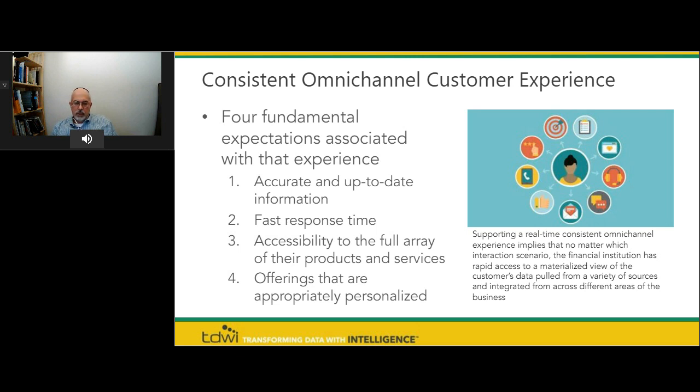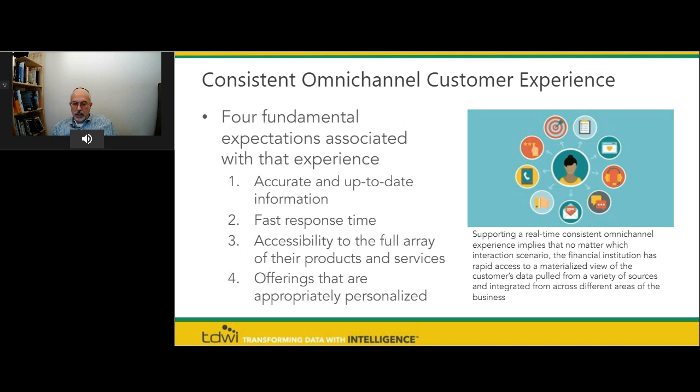And then number four, that offerings are appropriately personalized, meaning that when an offer or a product or a bundle is being presented to the customer, it is consistent with what the customer believes the institution is capable of providing, and not something that is beyond their expectations, or not a product or a bundle or service that they've already purchased.